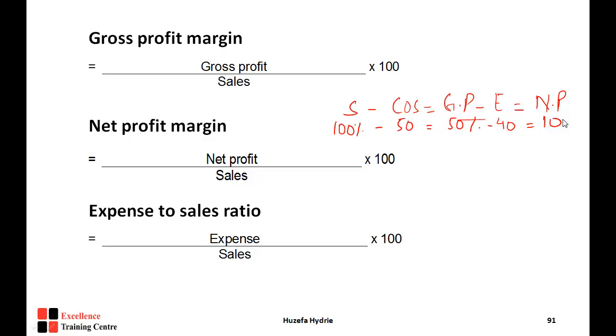So when the examiner specifies admin expense to sale ratio, what will you take over here? Only admin expense. But if the examiner is not specifying anything, he is only saying calculate expense to sale ratio, then take whatever expenses are there apart from cost of sales, because cost of sales is not included here. Cost of sales is already accounted for when we are calculating gross profit margin.